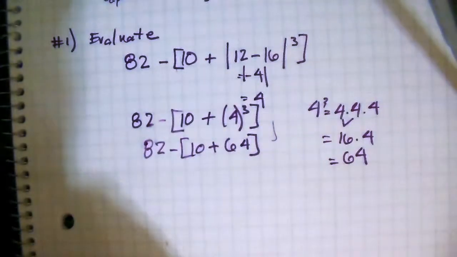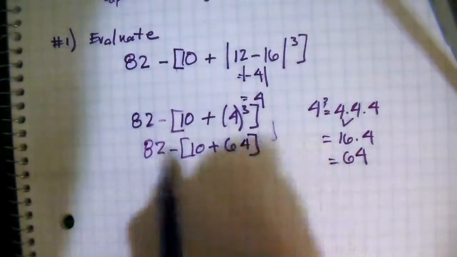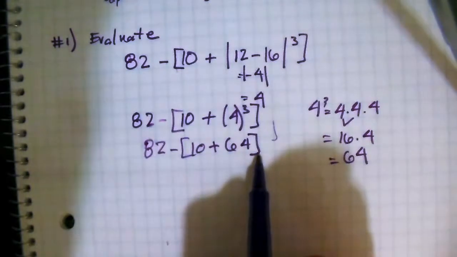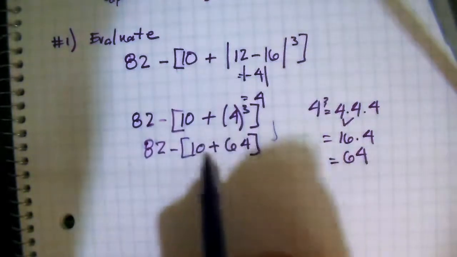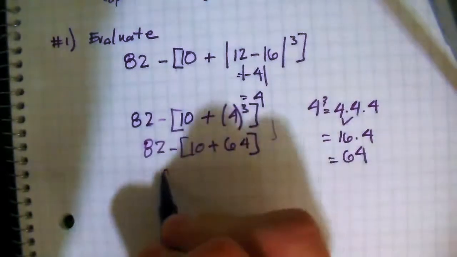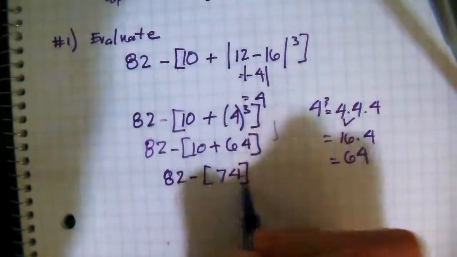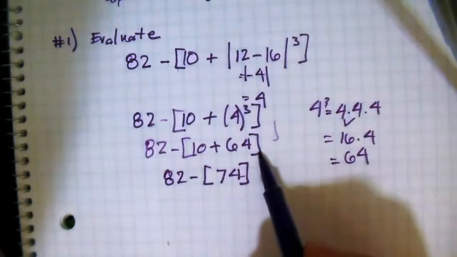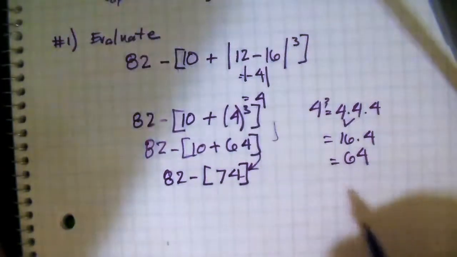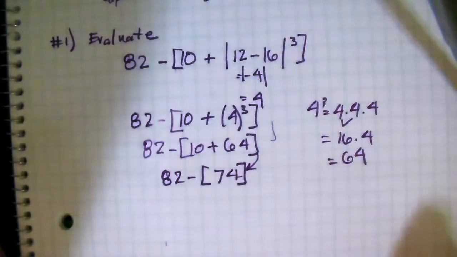We still do our same steps. Any more brackets left? Yes, brackets here, grouping symbol. Anything else we do inside of this is just addition, so we go ahead and do that. 82 minus 74. Again, I put the brackets there just to show you that they continue down. You don't have to have them because there's no other operation left inside.